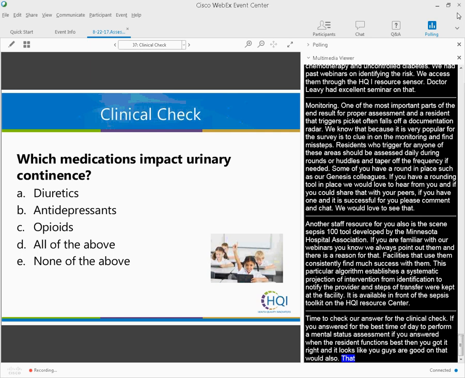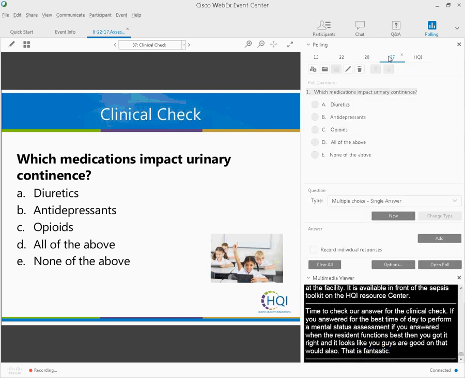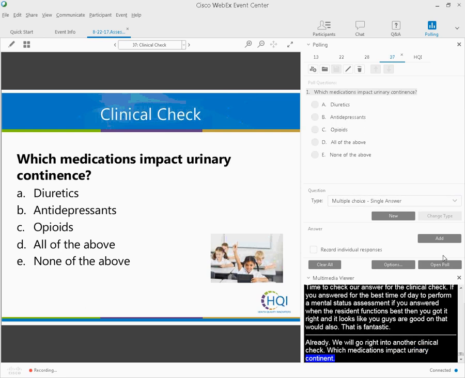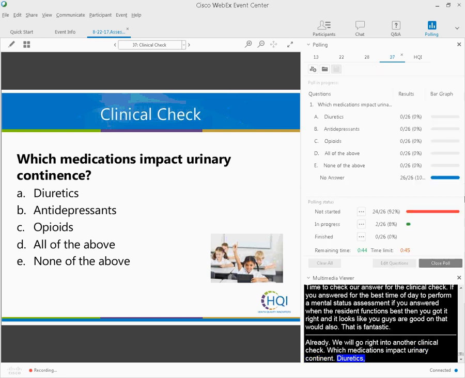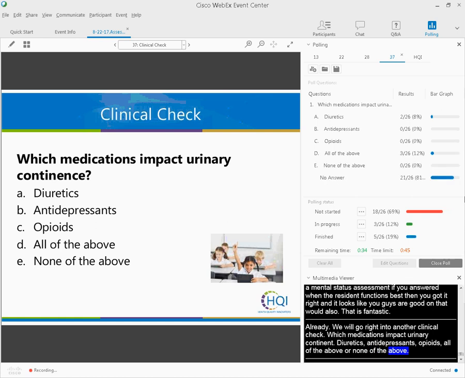All right, we'll go right into another clinical check. Which medications impact urinary continence? A, diuretics, B, antidepressants, C, opioids, D, all of the above, or E, none of the above. Rebex, if you could please open the poll. And good participants, don't forget to hit submit so your answer takes. Next slide, please.